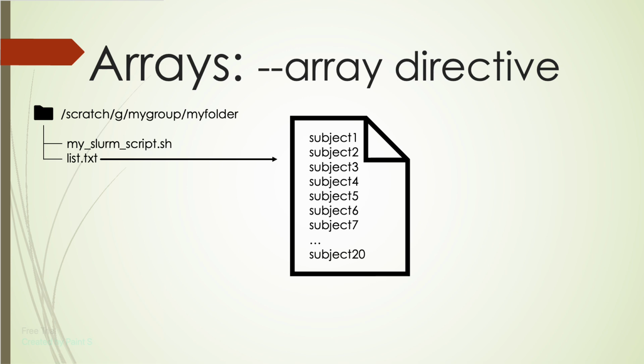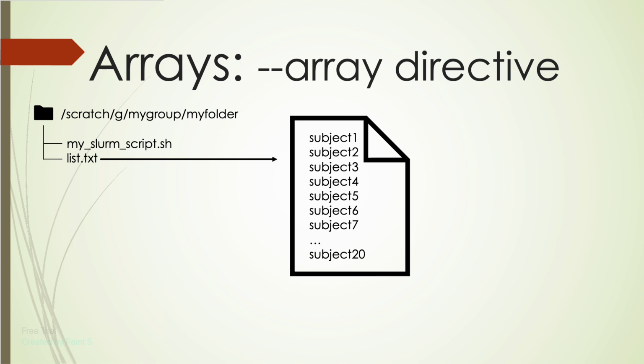First, I'm going to give an example of a situation in which I would like to use a job array, and then I will show you how I would write a SLURM script to achieve what I want to do in the cluster. Imagine that I have a project that consists of 20 subjects. They are characterized by a unique ID of the form subject 1, subject 2, subject 3 until subject 20.